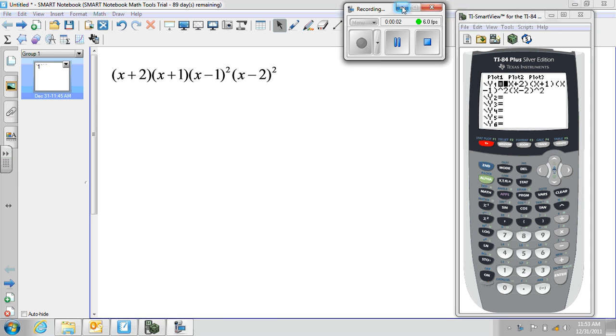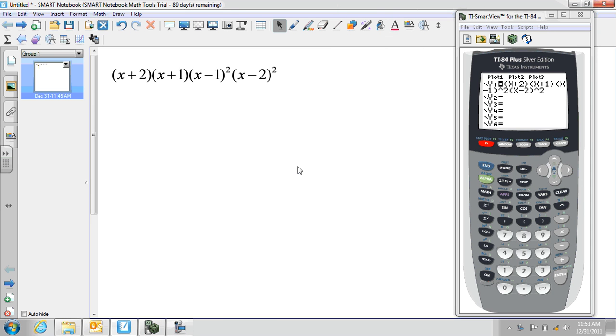This is chapter 5.8, problem number 37. It says domain and range. Graph the function, then identify its domain and range. And I'm going to point out a couple of interesting things here about the calculator and domain and range and interval notation.